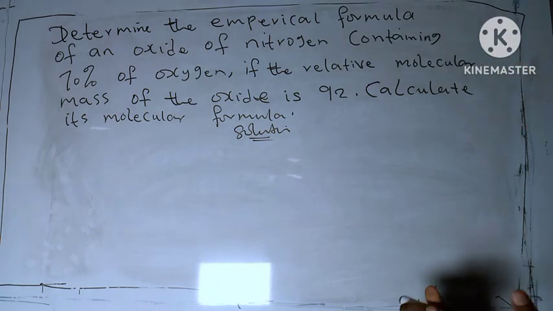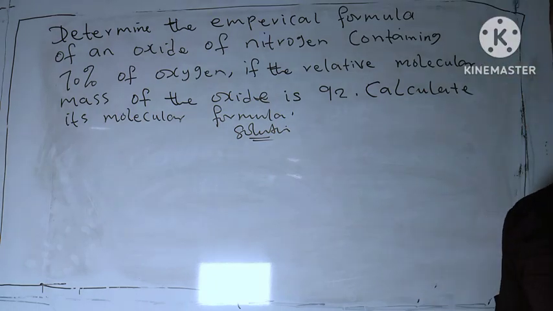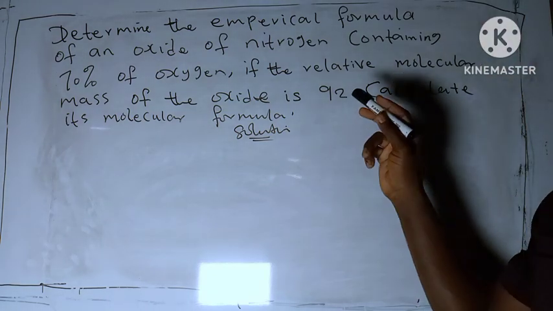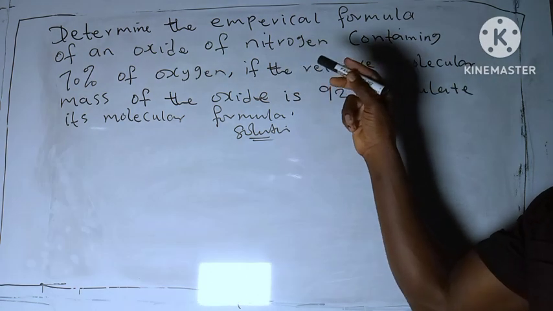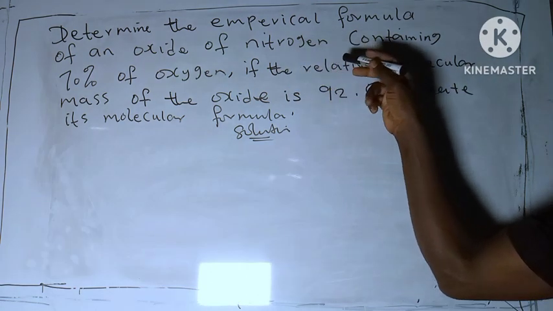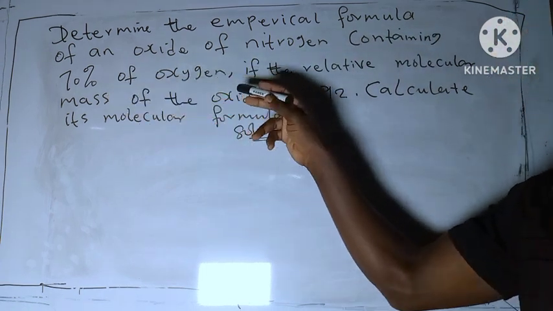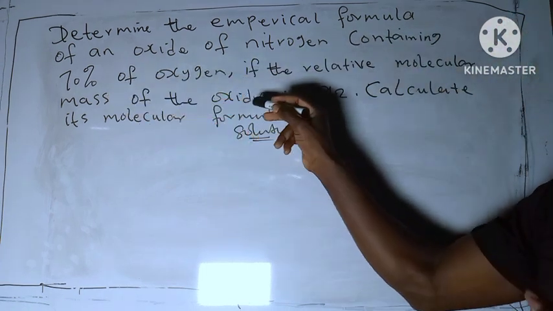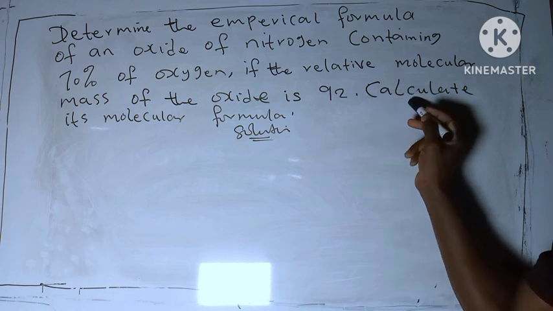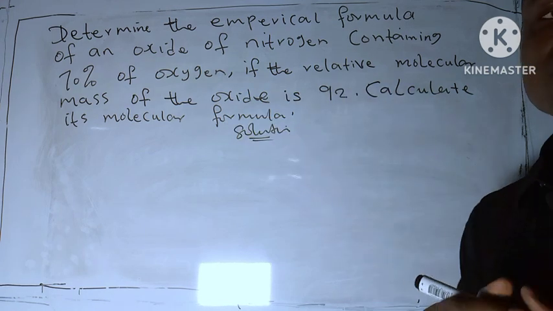Okay, welcome back. So this is a question under empirical formula. It said determine the empirical formula of an oxide of nitrogen containing 70% of oxygen. If the relative molecular mass of the oxide is 92, calculate its molecular formula.